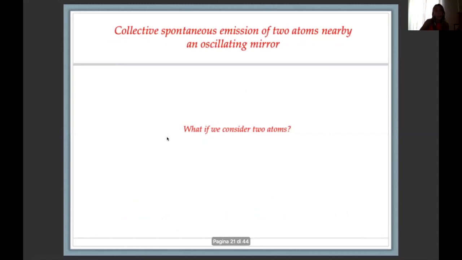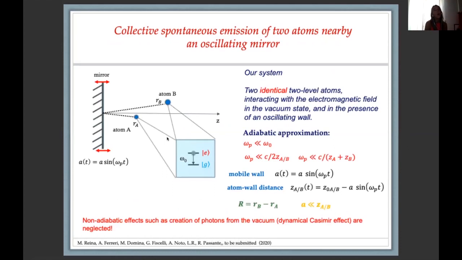So what happens if we consider two atoms near a boundary? We have a new effect. We can modify, for example, the subradiance of these two atoms under particular conditions. So we consider now two identical two-level atoms, interacting with the electromagnetic field in the vacuum state, and in the presence of the oscillating wall.